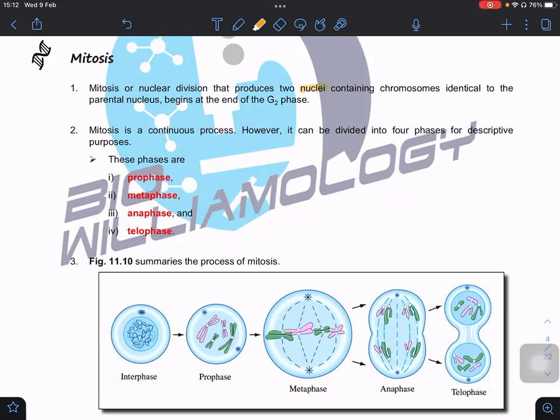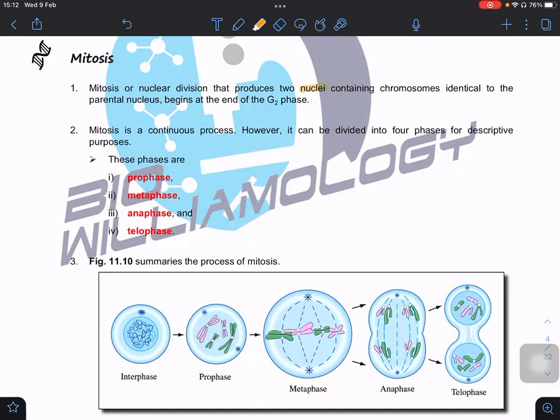Even though we separate the process into these 4 phases, we don't have a very distinctive, clear-cut point where we say, okay, we have done the prophase, then we continue with the metaphase, because they are overlapping. It's a continuous overlapping process. So prophase and metaphase overlap, metaphase and anaphase overlap, and anaphase and telophase also overlap.